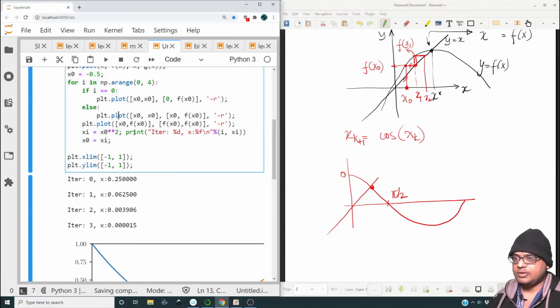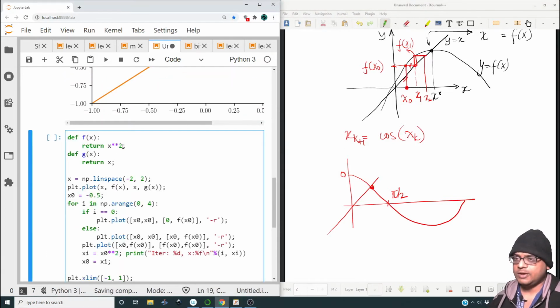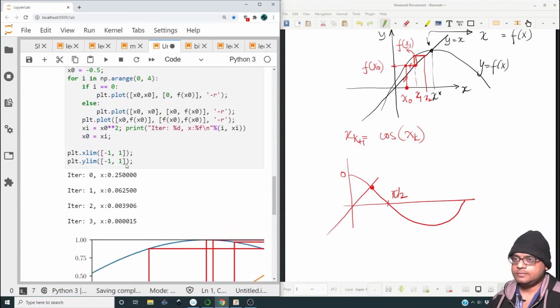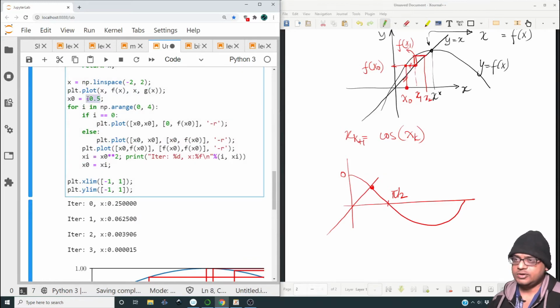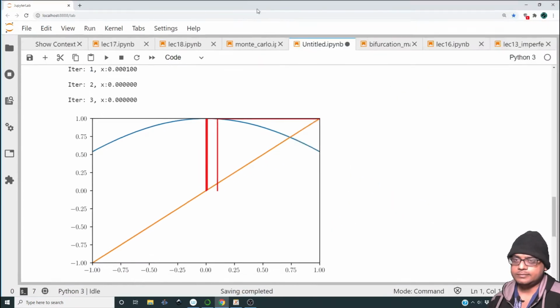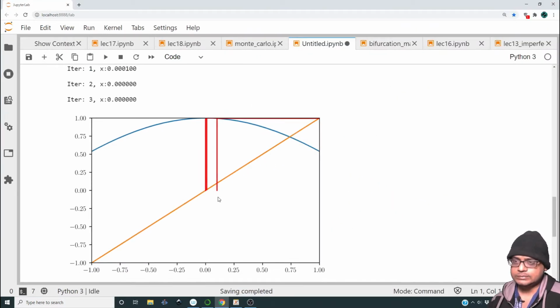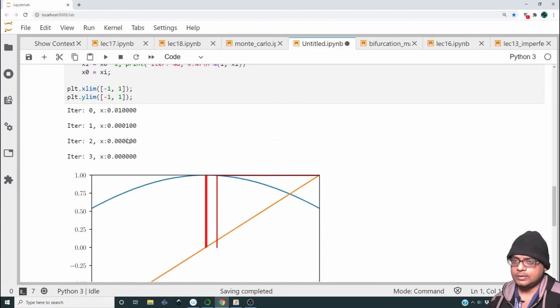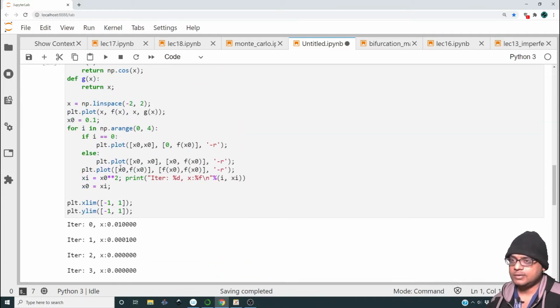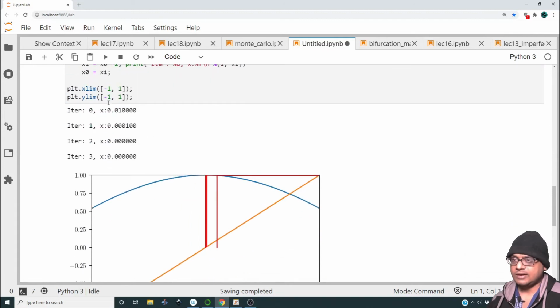Alright, so let me copy this snippet. Let me paste it over here, and let me simply make this as np dot cos of x. So let me run this. So okay, let me choose an initial point, something like 0.1. So what is the slope of the root? That is also critical to see. Well, let us expand the axis a bit.